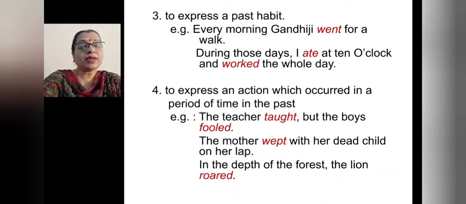Then, to express an action which occurred in a period of time in the past. Example, the teacher taught, but the boys fooled. The mother wept with her dead child on her lap. In the depth of the forest, the lion roared. So here, simple past tense is used.